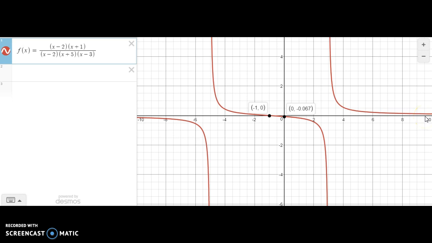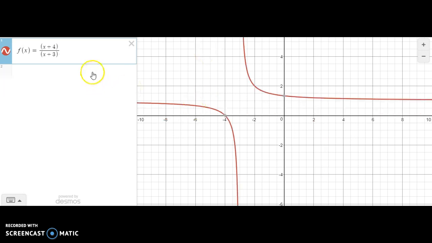So I have one more function that I'm going to show you how to do, and it is (x + 4) over (x + 3). And so first you're going to find the x-intercept, and again you just look where it crosses over the x-axis, and that is going to be right there at (-4, 0). Then you're going to find your y-intercept, and you'll just look where it crosses over the y-axis. That is (0, 1.3 repeating). And there are no holes because the numerator and denominator do not share any factors.